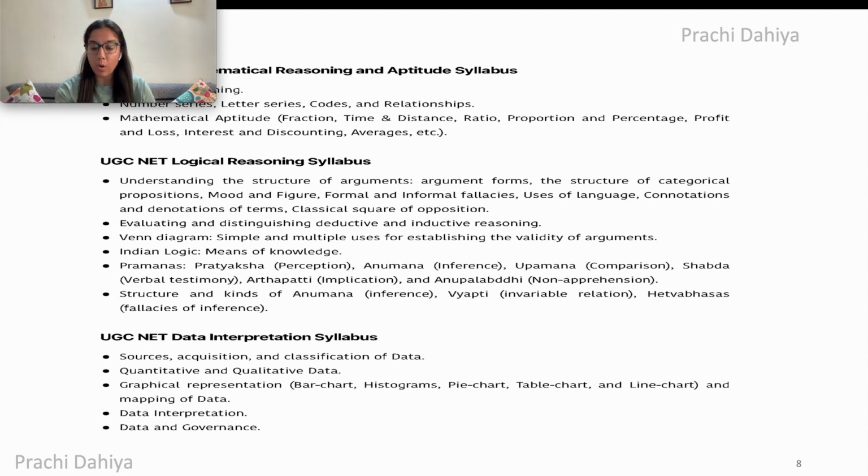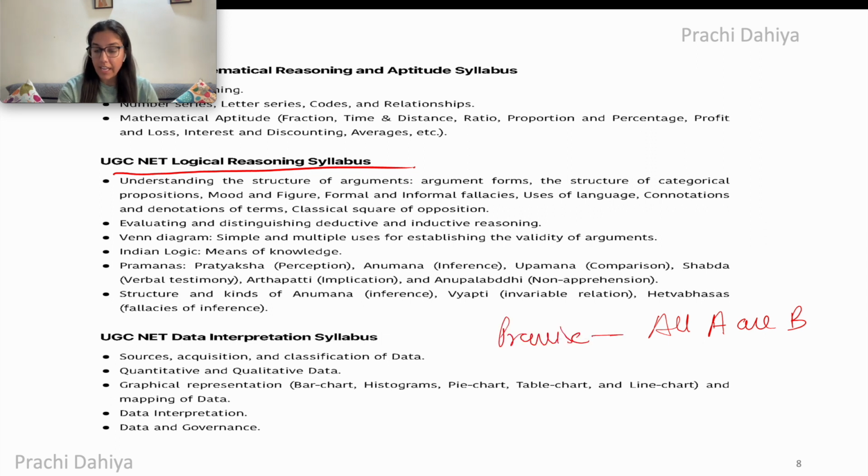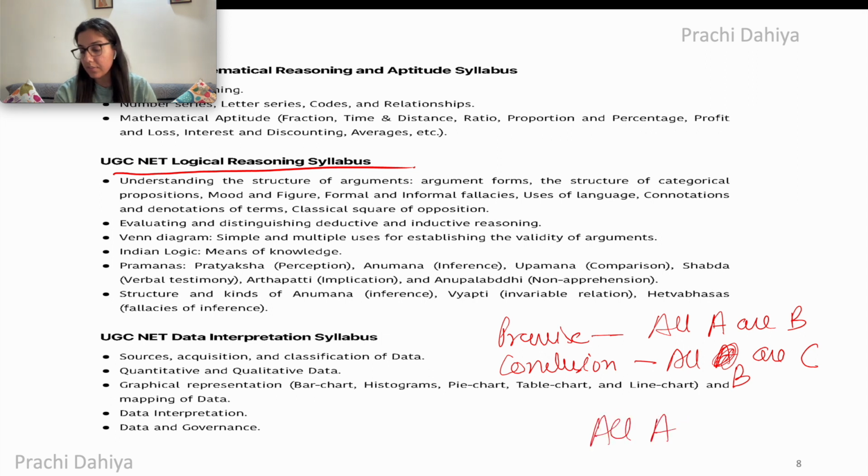Then next, moving to logical reasoning. The syllabus of logical reasoning includes many argument questions. Let's say all A are B. This is the premise. Then they have given you the conclusion, all A are C, and all B are C. Now you have to come to the conclusion. We will say that all A are B and all B are C. It means all A are C. So these types of questions will come to you.